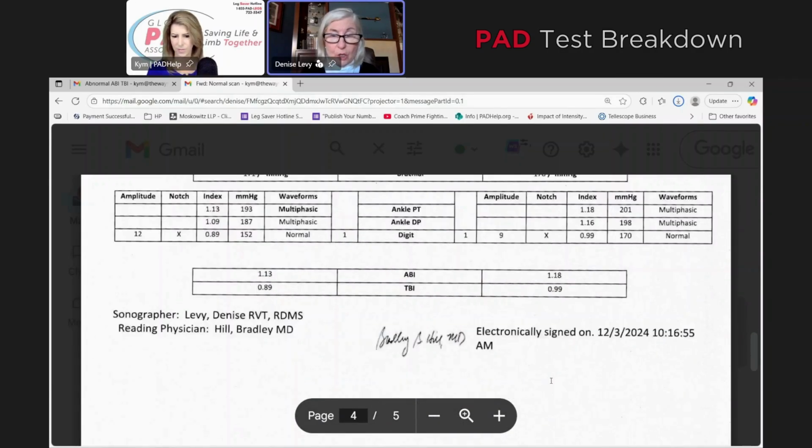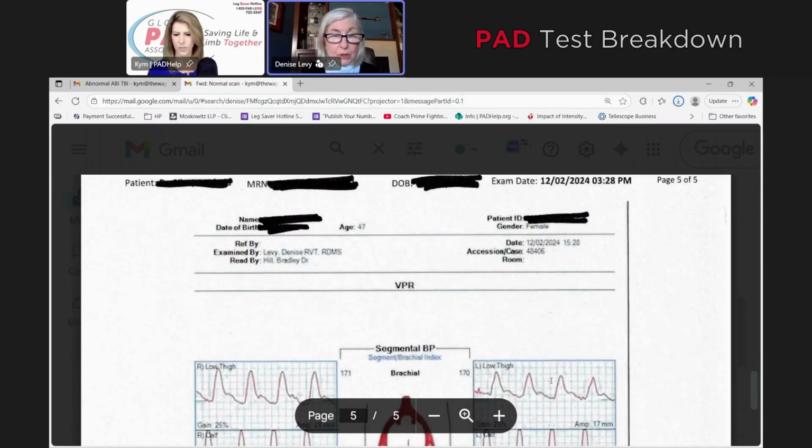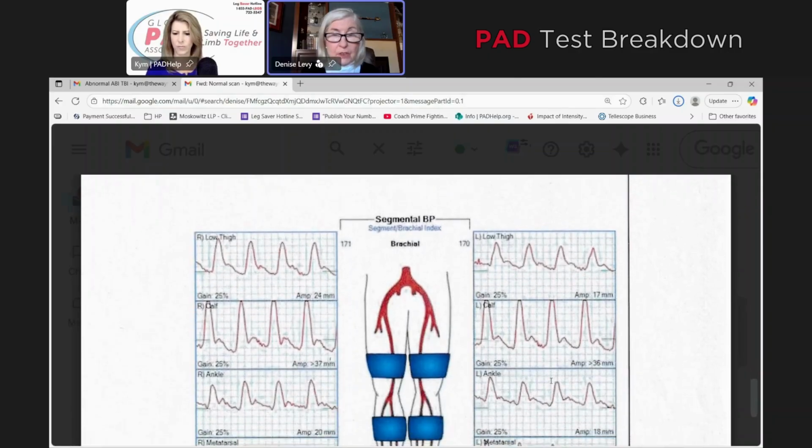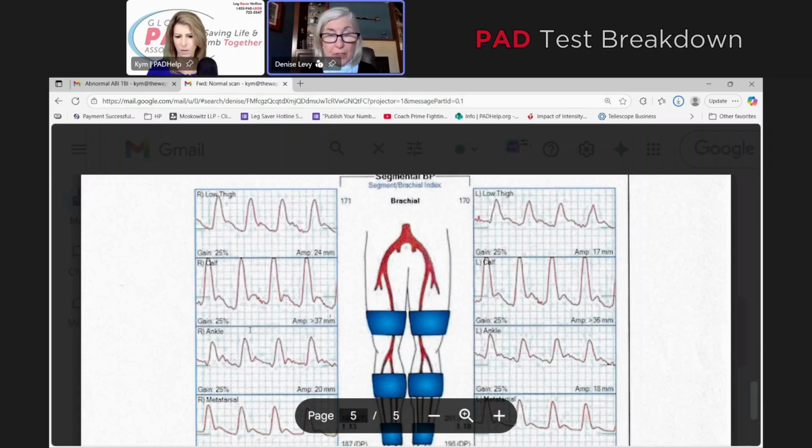And we do this at the low thigh, the calf, the ankle, and the toe. So look at this. These are very nice waveforms. There is a notch right there. As the peak comes down, you see the notch there. That's only found in a normal patient.